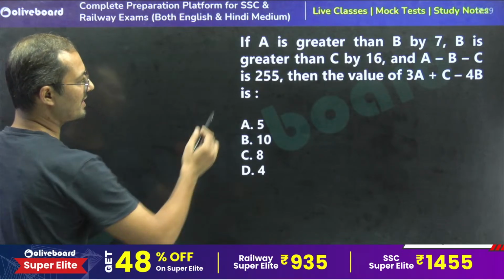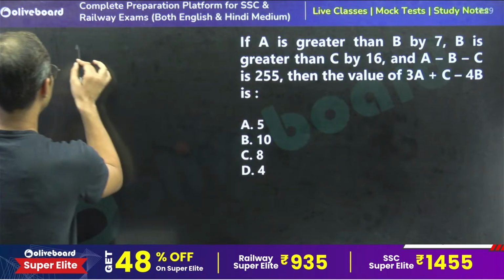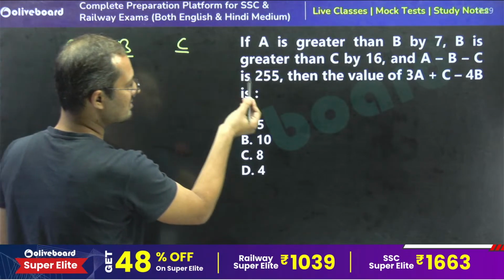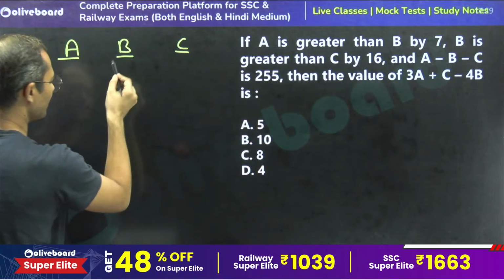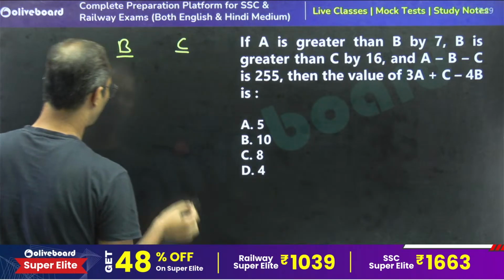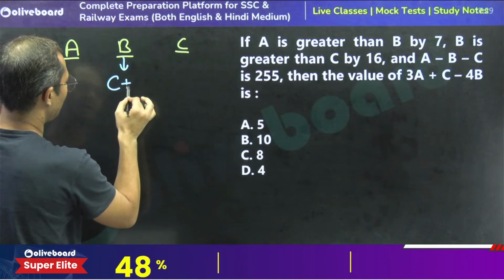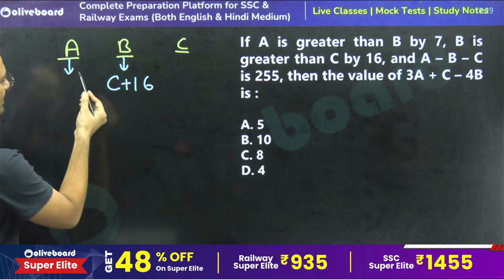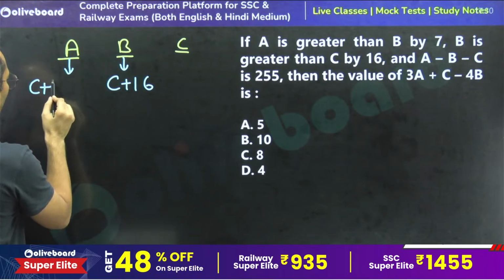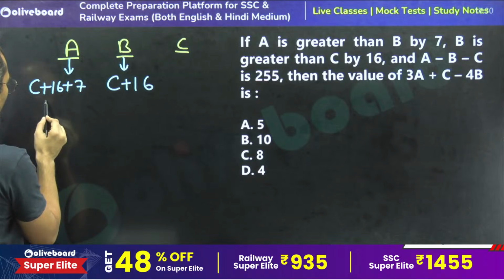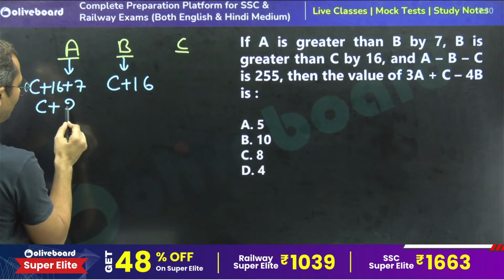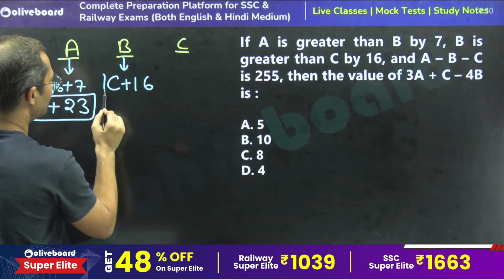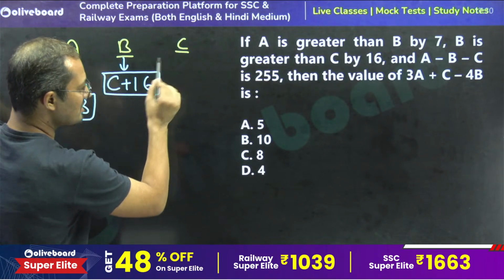See, A is greater than B by 7. So we have the relationship between A, B and C. B is greater than C by 16, so the value of B is equal to C plus 16. And the value of A is 7 more than B, which means C plus 16 plus 7. So A is equal to C plus 23, B is equal to C plus 16, and C is equal to C.